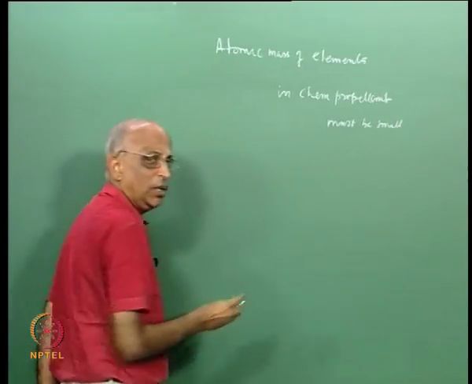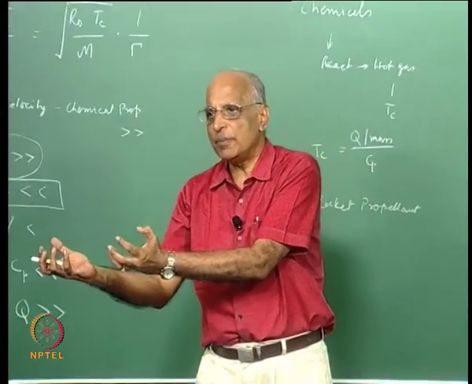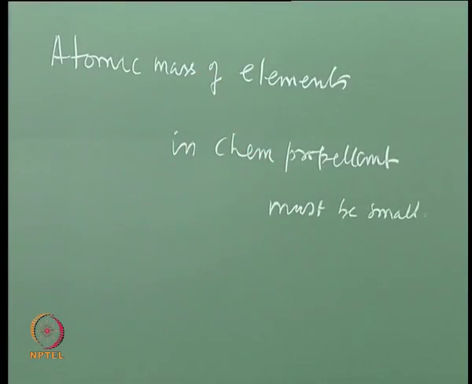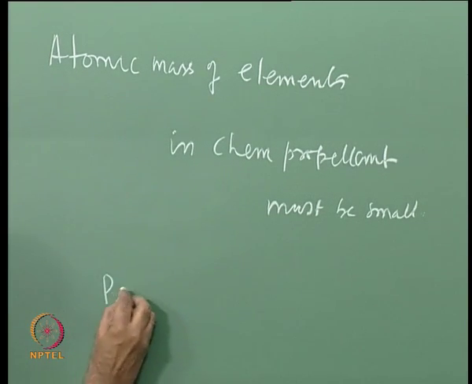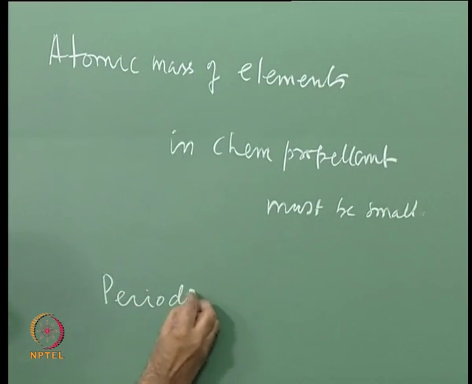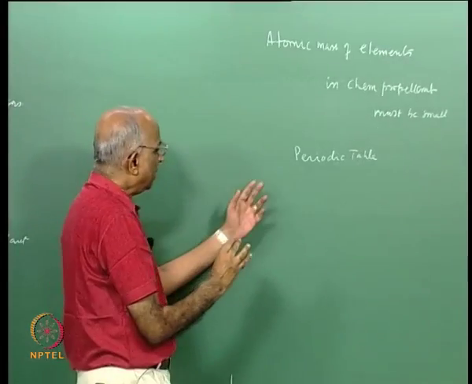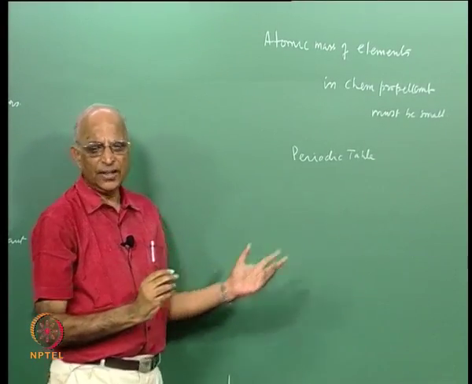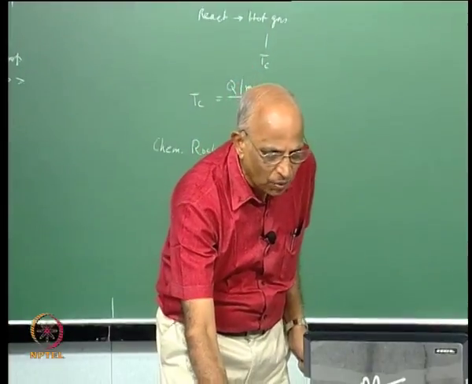Why should it be small? If the atomic mass is small, the product gases will also have low atomic mass. Therefore, let us take a look. In chemistry we have what is known as a periodic table, and what does the periodic table do? It arranges all the elements in terms of atomic number, and this is what we will first take a look at. Let us say this is the periodic table over here.